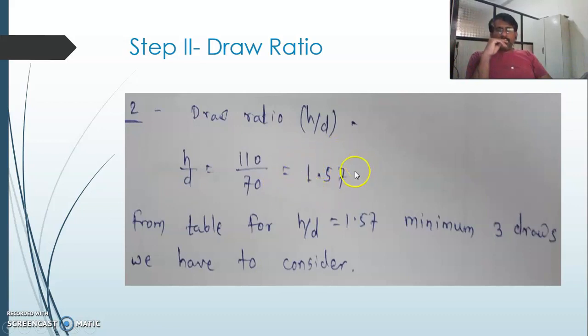As in the earlier video, I gave one table, and from that table, if the h by d ratio is 1.57, we can say that 3 draw operations will be required to complete the operation. So at least 3 dies and 3 punches will be required. Step by step, we have to go through the 3 operations.